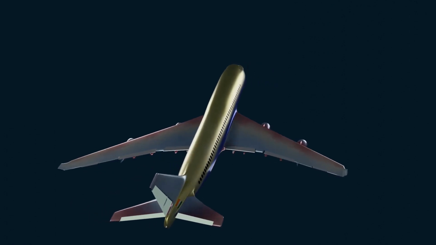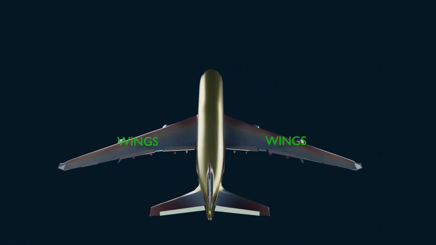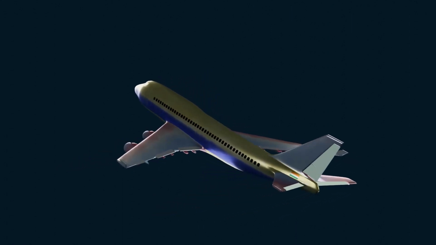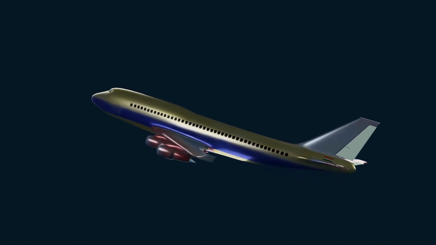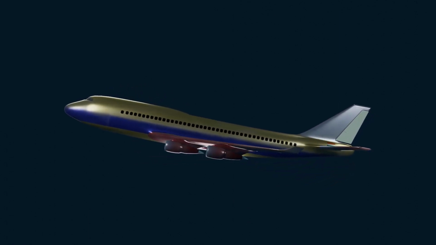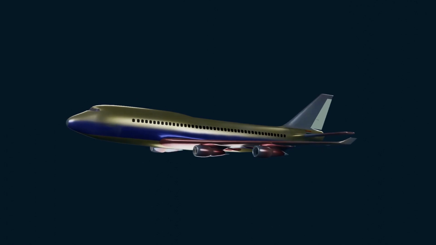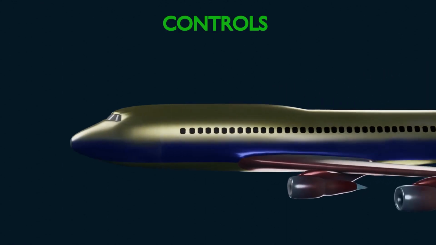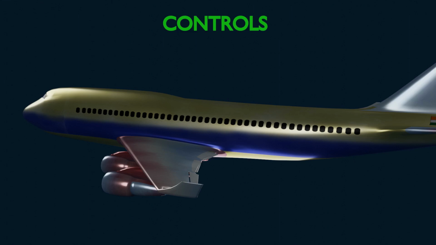The wings are attached to both sides of the fuselage. The engine of the aircraft is mounted under the wings. Okay, now let's see the main controls.